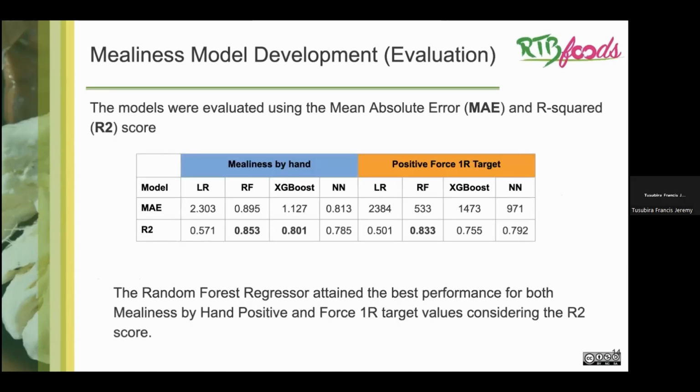The next slide. This is a summary of the results that we had for the regression experiment. As shown earlier, we have 2 targets. We're targeting milliness by hand, that is the mean milliness by hand, and also the positive force 1 R value. From this, we can see that we have the best performance coming from the random forest regressor, although the XGBoost model and the neural network are really close if you consider the R-squared values for this.